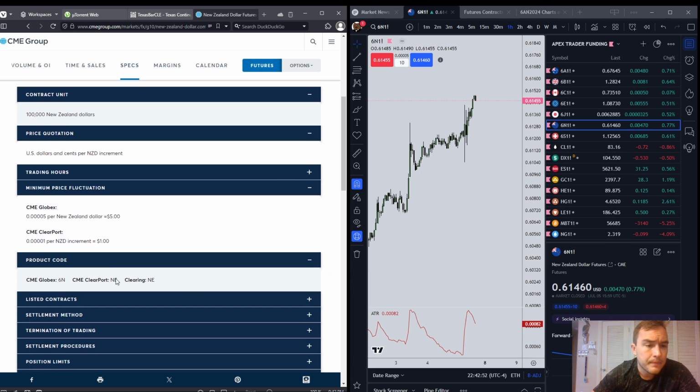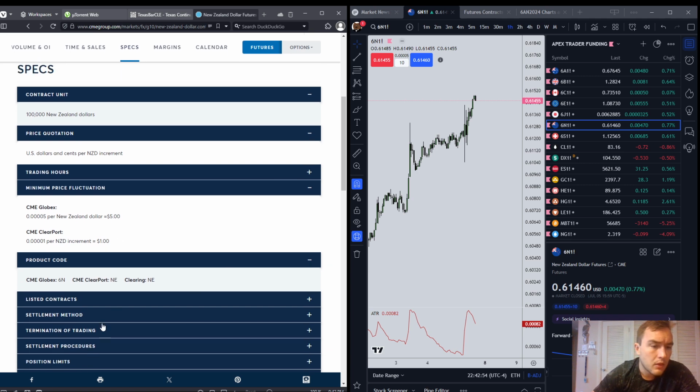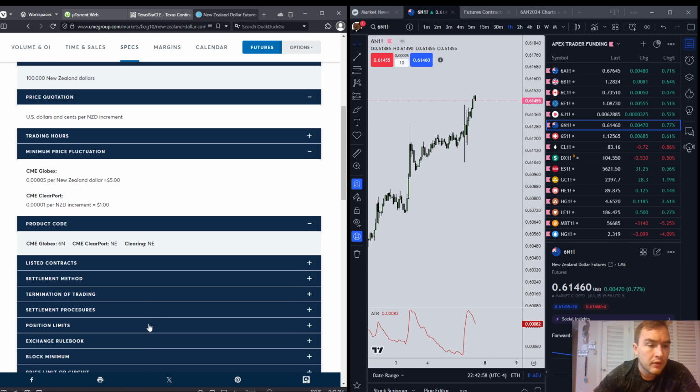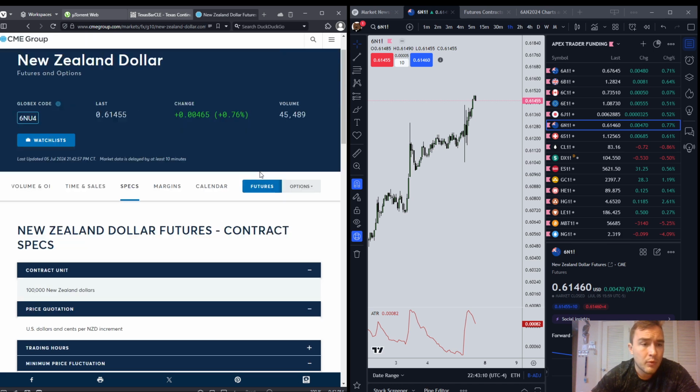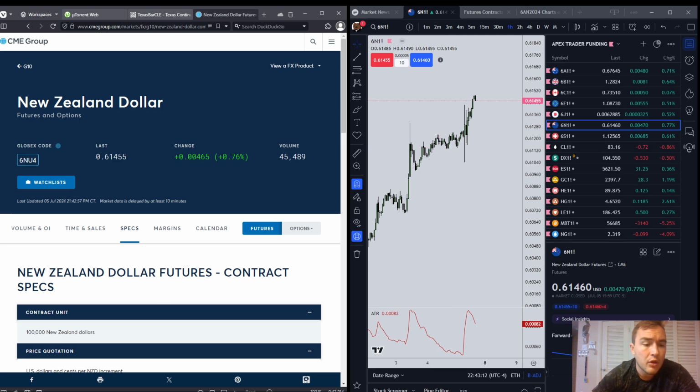Also, well, that's not something you'll need to worry about. This clearing part, you don't have access to that, neither do I. So, very similar to the Australian dollar, very similar to the Canadian dollar, your New Zealand dollar is going to be $5 a tick. $5 a tick is what you should know on the New Zealand dollar futures, and you are notionally trading 100,000 New Zealand dollars.